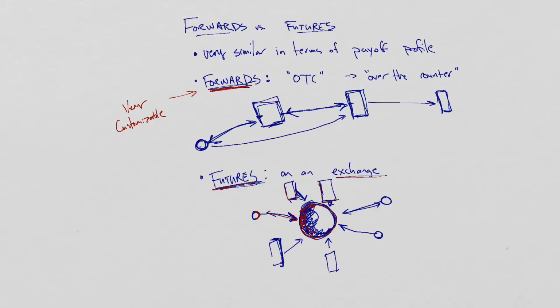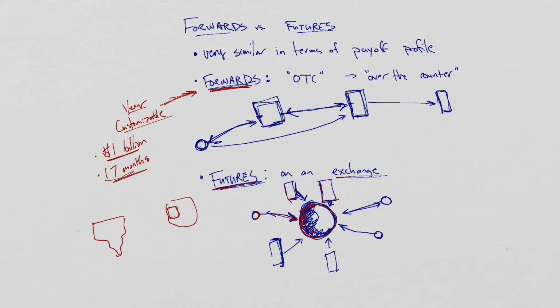But forwards, since they're very customizable, that can be really advantageous. A company, for example, might need to hedge out its exchange rate risk, and it might be a very large amount, a very specific amount, perhaps because, and I've seen this before, they're doing a merger and buying a company in another country, and there's a very specific timeline on which the risk on that currency needs to be eliminated with a forward contract.